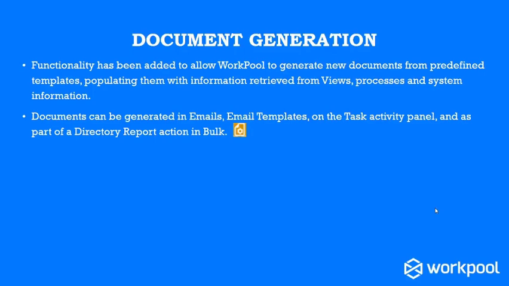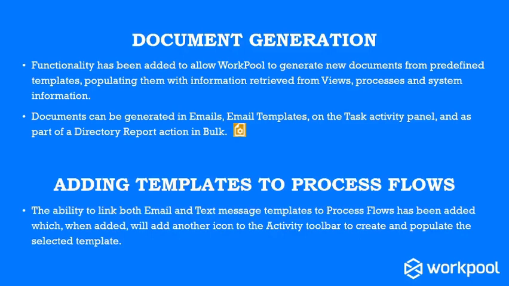So now that we've created a document with expressions, we've created an email template with that document attached to it. Let's see what we can do in processes with this information. So we're going to go to adding templates to process flows. This gives you the ability to link both email and text message templates to process flows that have been added, and when added it will add another icon onto your activity toolbar to create and populate the selected templates.